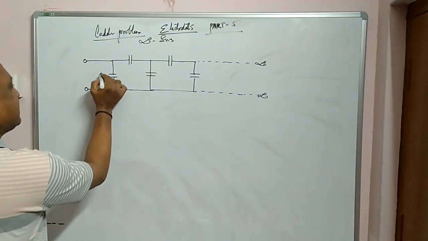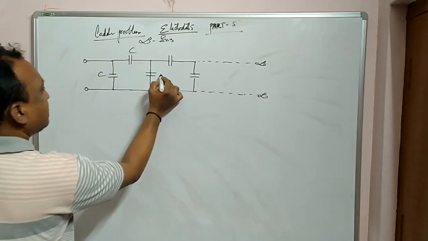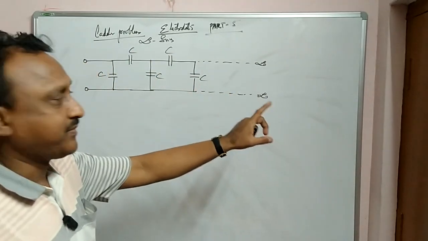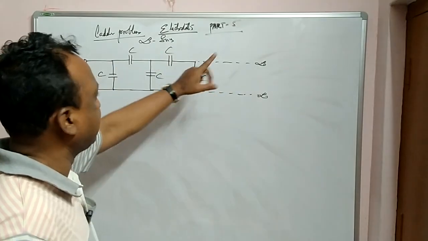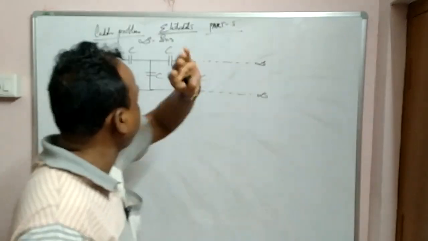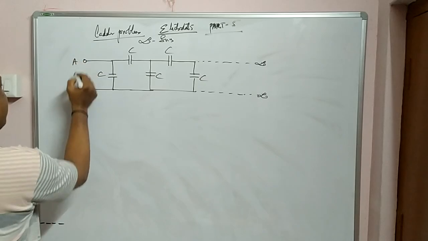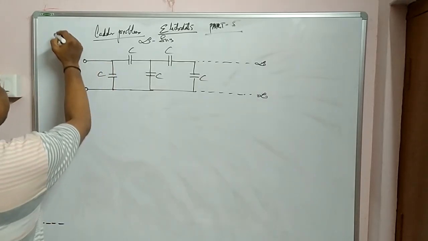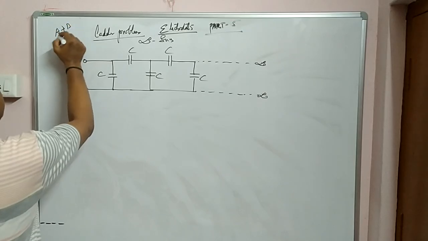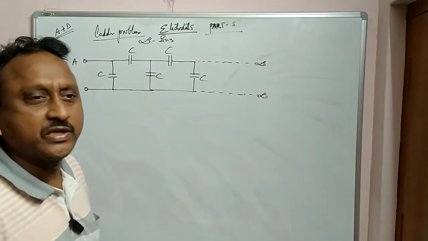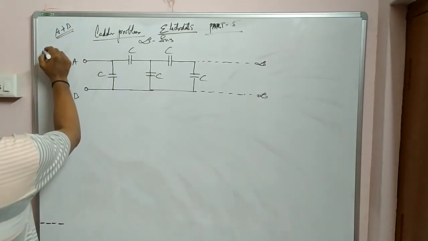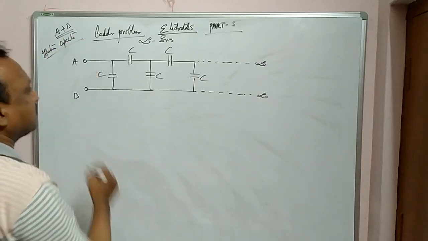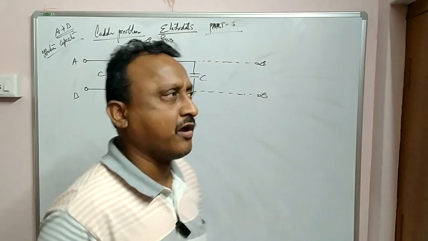In such cases sometimes they may give different values or sometimes the same values. Here I am taking the same value C, C, C, C, going up to infinity. Let this be A and B. Now the question is, what is the effective capacitance between A and B? In such cases you have to use a small logic.